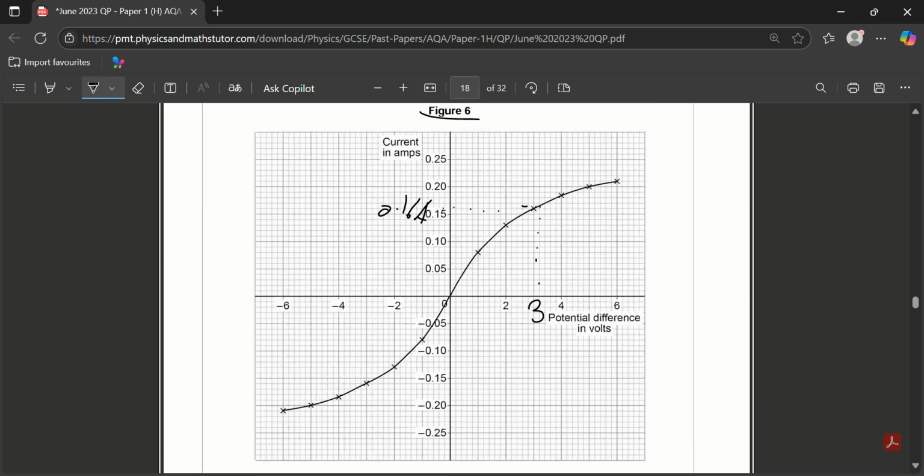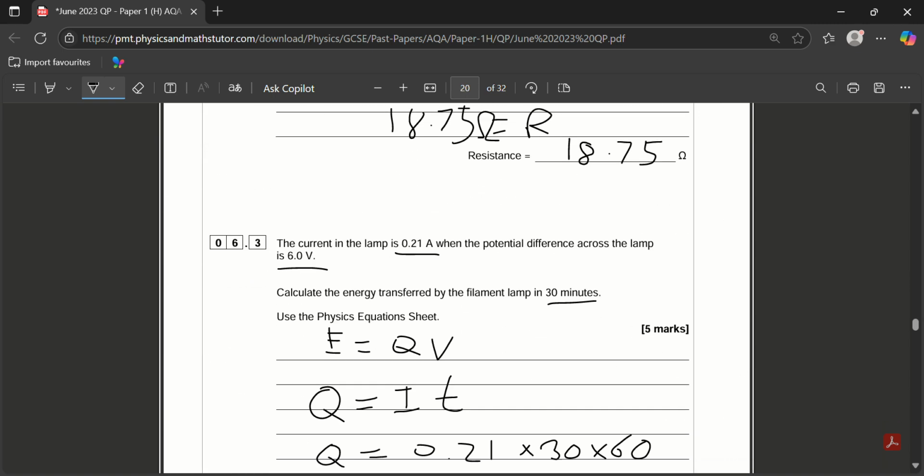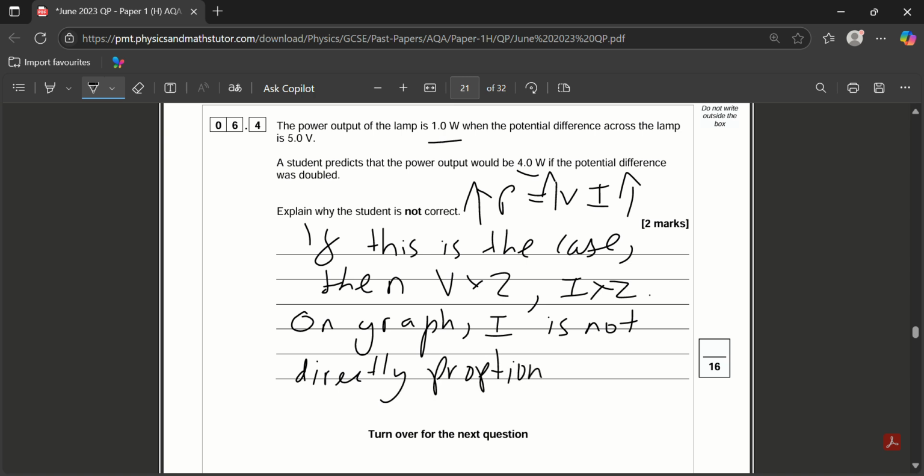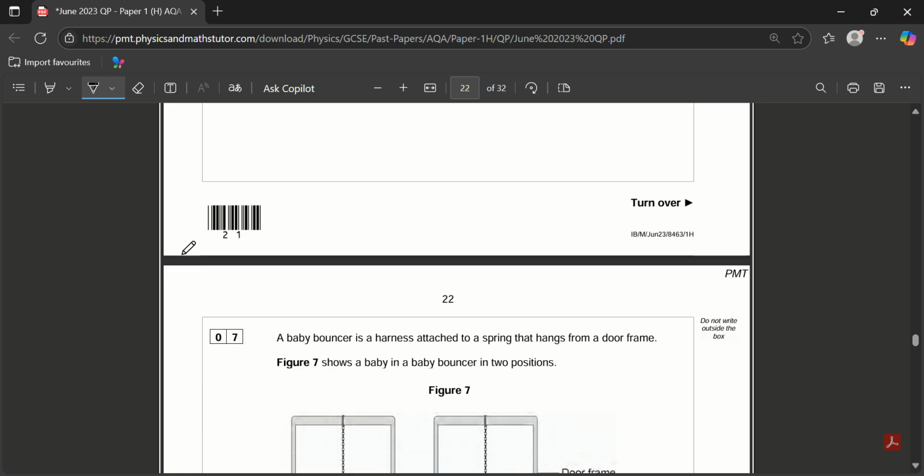But looking on the graph over here, we can see that current is not quite directly proportional to the potential difference. So on graph, current is not directly proportional to the PD. And there's your 2 marks.